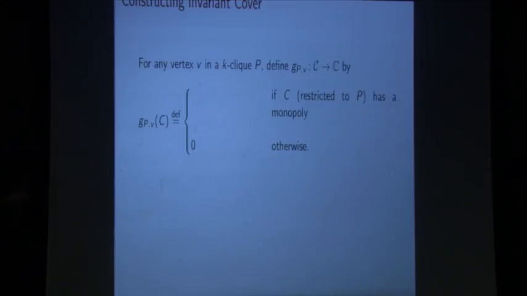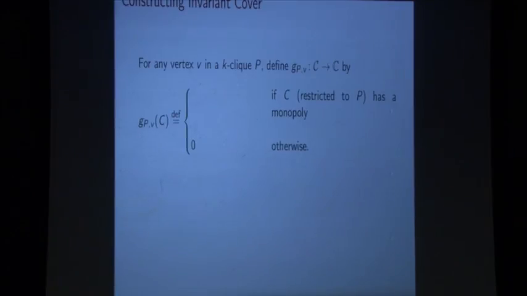For every clique P, we want to construct a family of k vectors, one for every vertex in the clique. For every vertex V in a clique P, we define a script C vector as follows. We want to control its support, so we want the definition to satisfy a certain condition. It will be 0 if it doesn't satisfy it. The condition is that the coloring C, when restricted to P, has a monopoly.